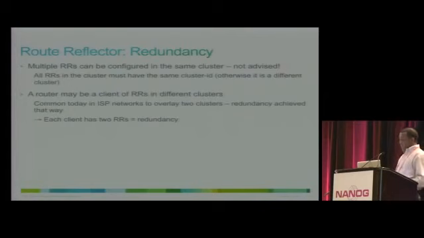Again, redundancy is important. Usually, you will divide your network into clusters. Each route reflector will be its own cluster, typically, and you use the router ID as a cluster ID. So normally, clients will connect with two different route reflectors for redundancy purpose, and those two route reflectors will be in two different clusters.